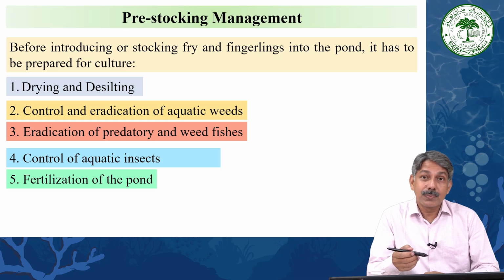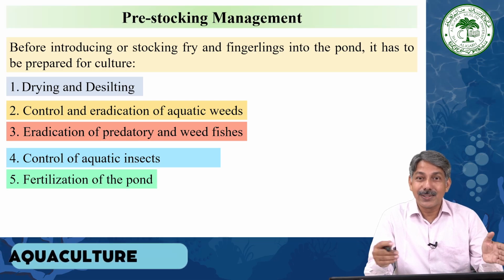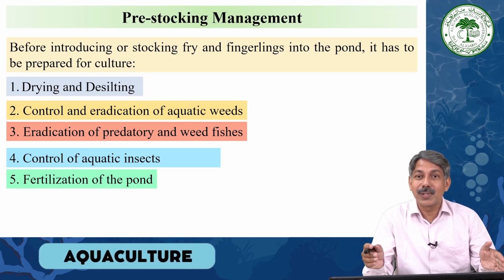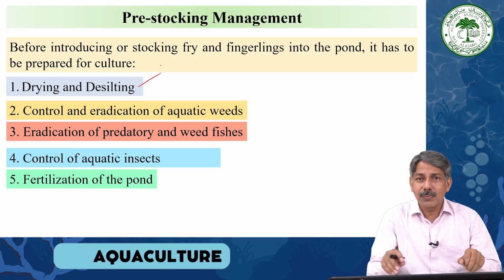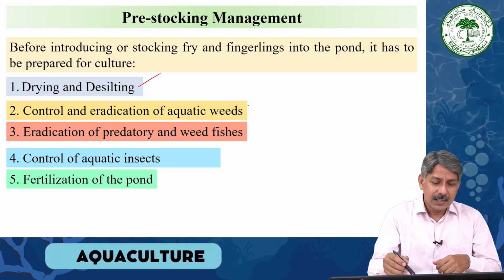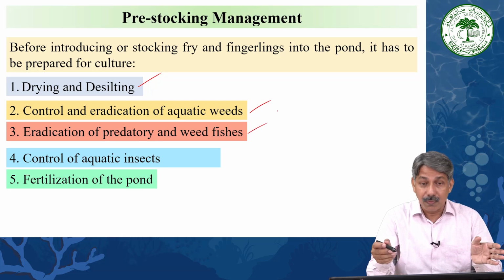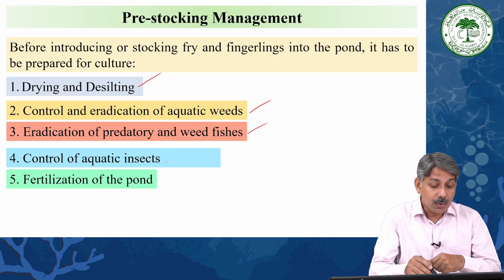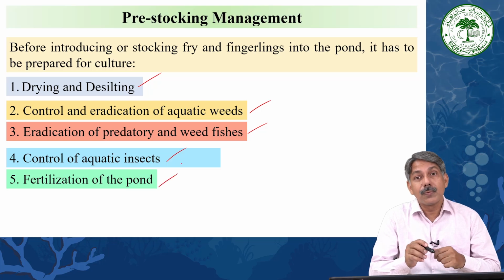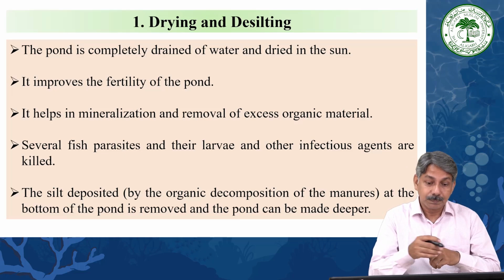Pre-stocking management means before we have stocked the fish into the pond. So what kind of management is needed when there is no fish in the pond? These are the first steps that we have to do before starting the culture practice. First is drying and desilting. Then control and eradicate the aquatic weeds, eradicate the predatory or weed fishes which are undesirable, which you are not intending to culture. Control of aquatic insects. Then the pond should be fertilized if you are looking for natural food productivity.